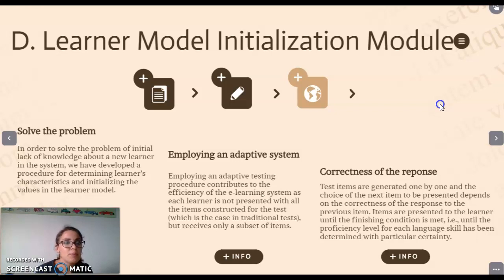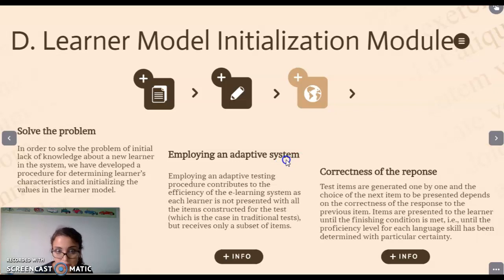We have developed a procedure for determining learners' characteristics and initializing the values in the learner model. And second one, employing an adaptive system.